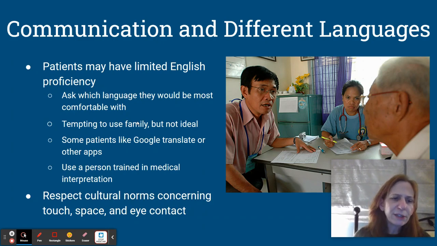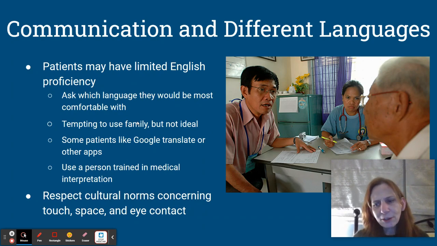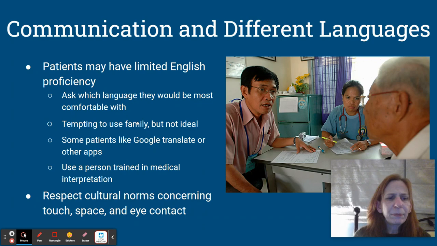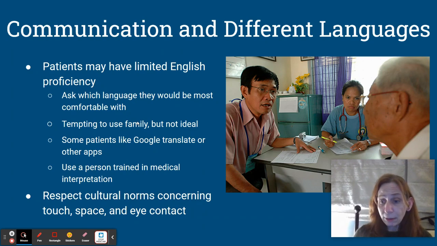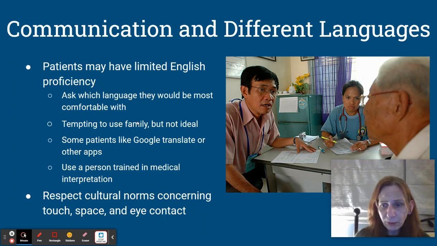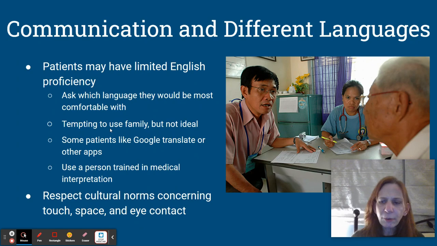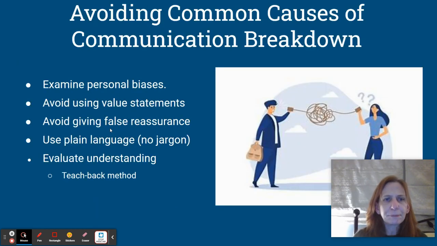Some patients will use Google Translate or other apps. For non-medical information, it's probably fine and faster. But the best solution, especially when you're trying to educate a patient or get a history, or explain their condition or their medications, you really should get a medically trained interpreter, a certified interpreter. Sometimes hospitals have personnel fluent in a number of languages, and sometimes they have a system like Sirocom. Nonverbal communication can also vary by culture, so you need to be respectful and really look for cues of whether that person is comfortable with the way you're communicating.